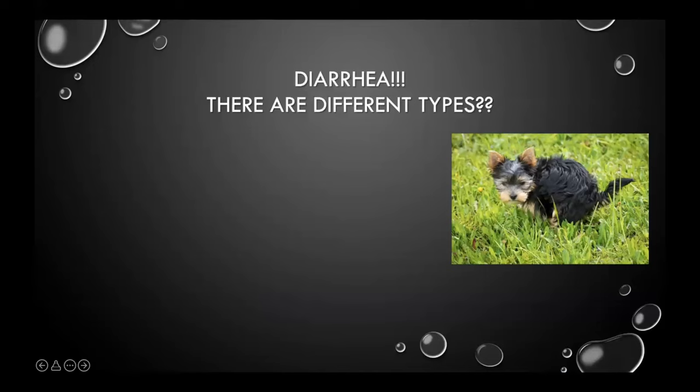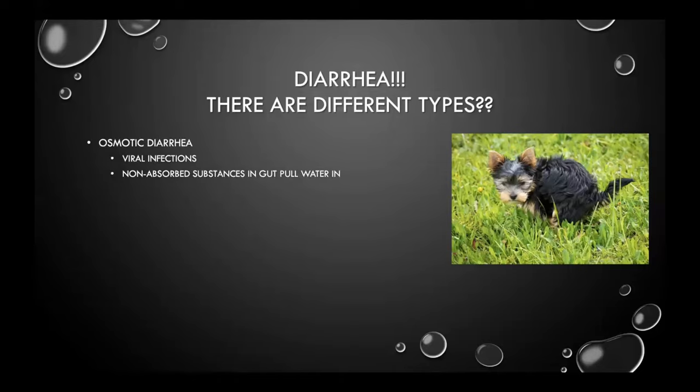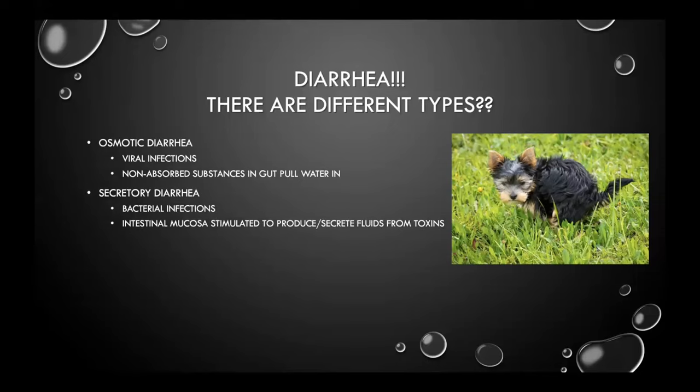But just a backup, a review of diarrhea. Everybody knows that there's different kinds. So osmotic diarrhea is super watery. It's caused by viral infections. Basically, non-absorbed substances in the gut pull water in, and it's just water that comes out. So there's the osmotic diarrhea.